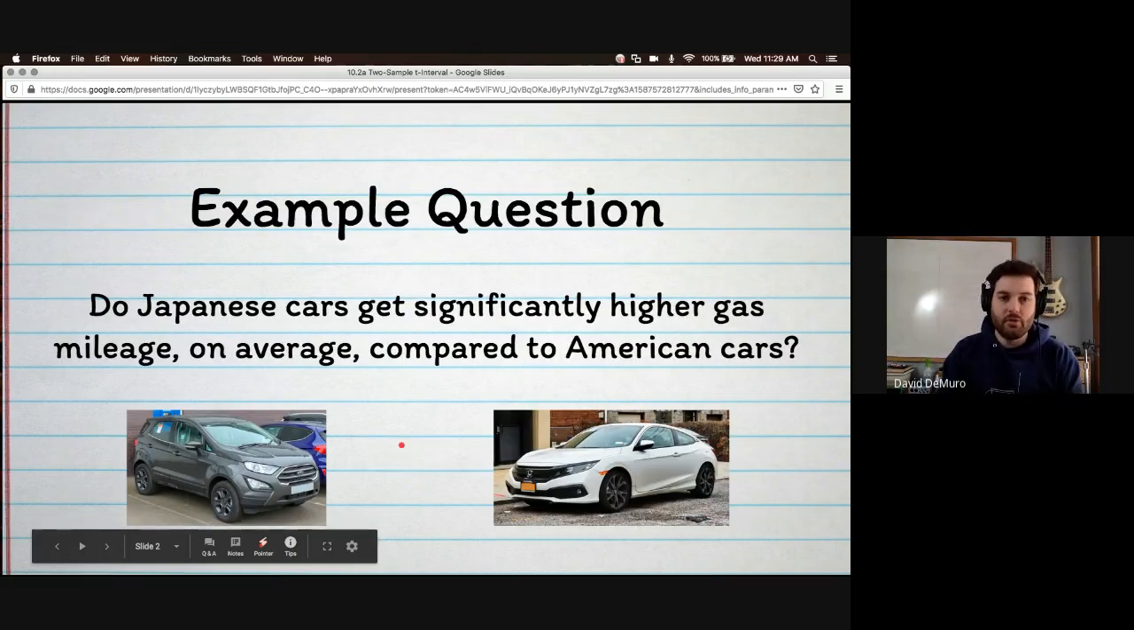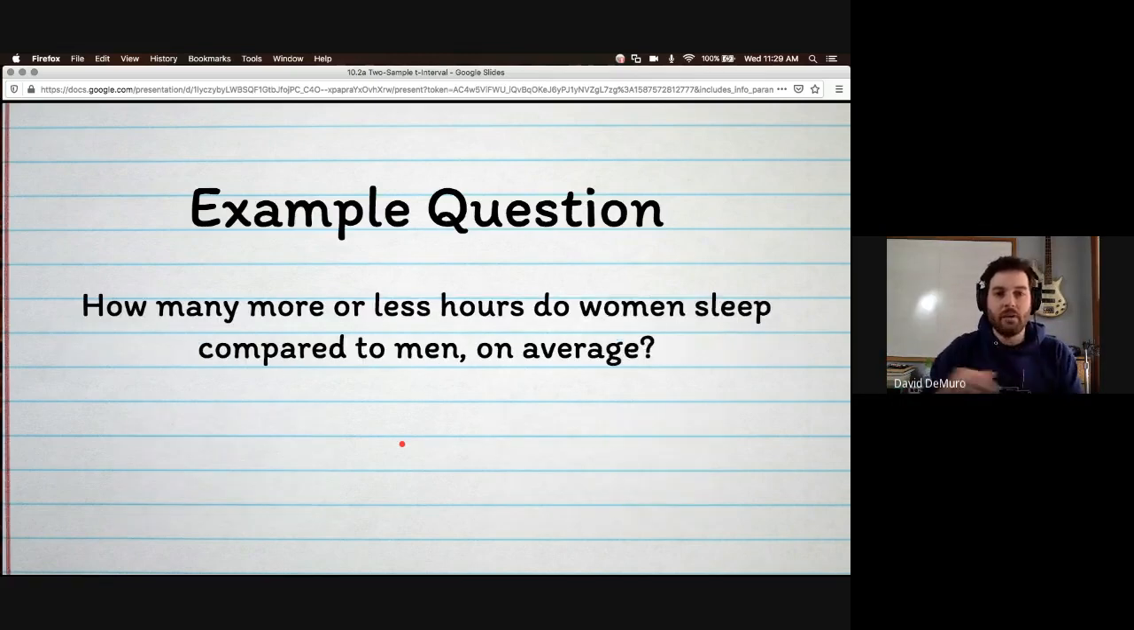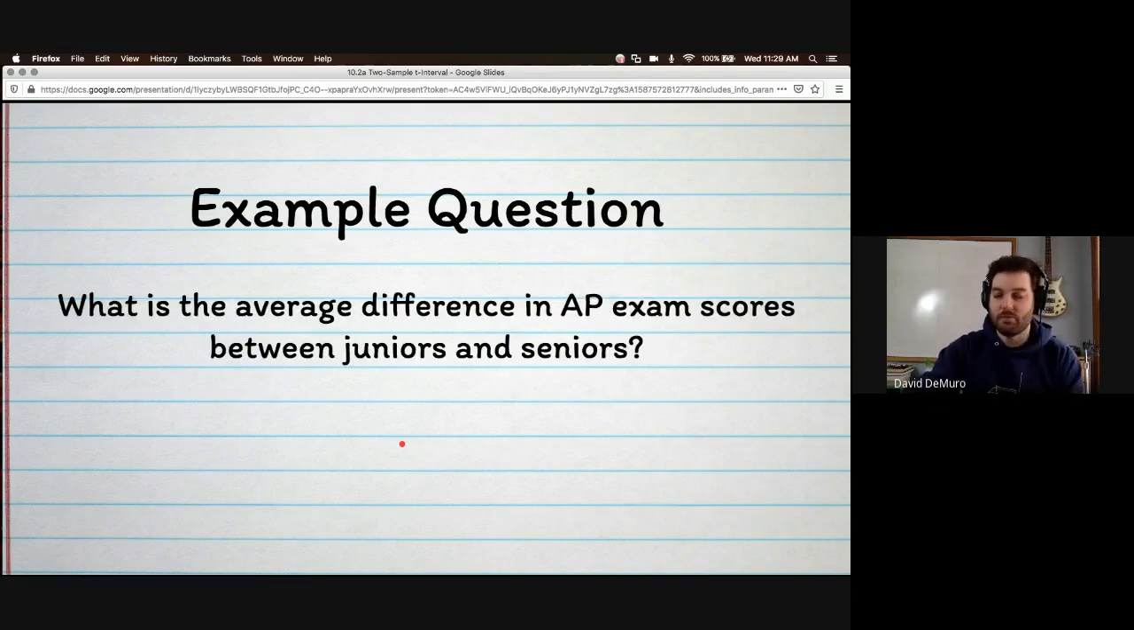For example, do Japanese cars get significantly higher gas mileage on average compared to American cars? That would be comparing the difference between a mean for two different populations, Japanese cars, American cars. How many more or less hours do women sleep compared to men on average? It's comparing an average between two populations.